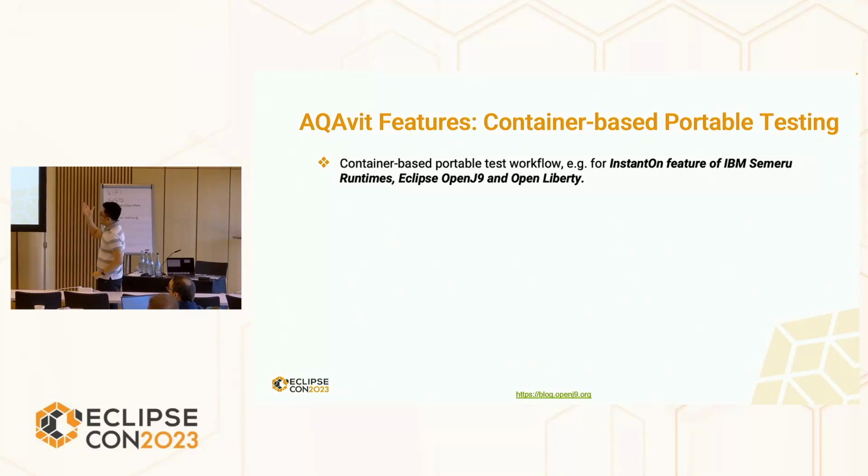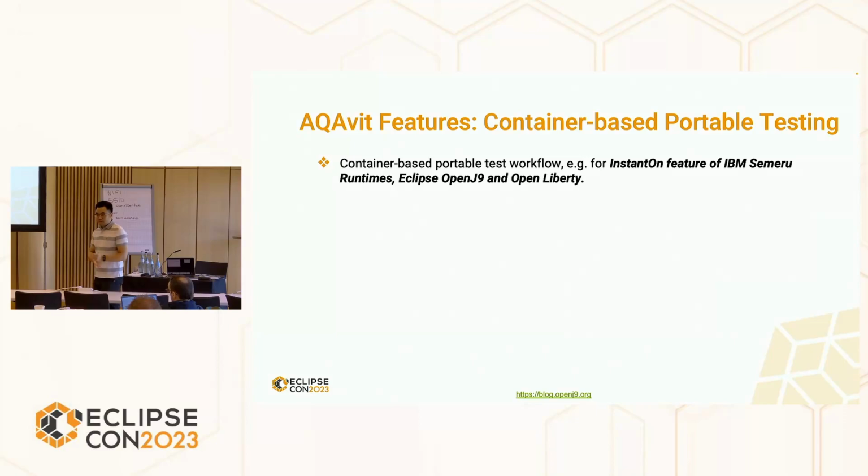Another feature is container-based portable testing. As we mentioned, we also integrate container-based testing into our AQAvit tests. Currently, this one is mostly used for the instant-on features of IBM Semeru runtimes, Eclipse OpenJ9, and Open Liberty.